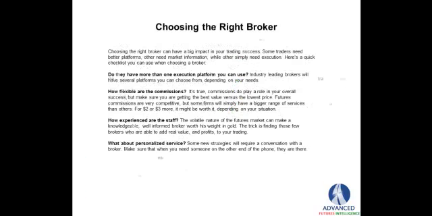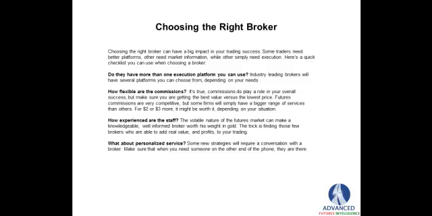So moving on. Of course, execution is absolutely critical because timing is absolutely critical in the futures market. When you are building this trading career, you have to make sure you choose the right broker. Choosing the right broker can actually have a big impact on your trading success. Some traders are going to need better platforms, some traders are going to need market information, and other traders will only need execution.